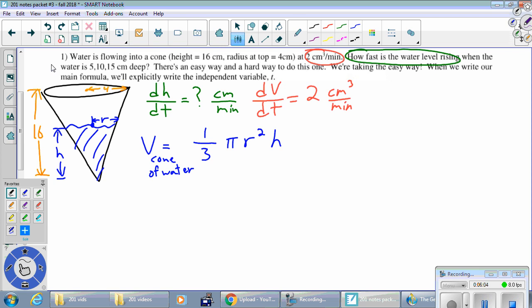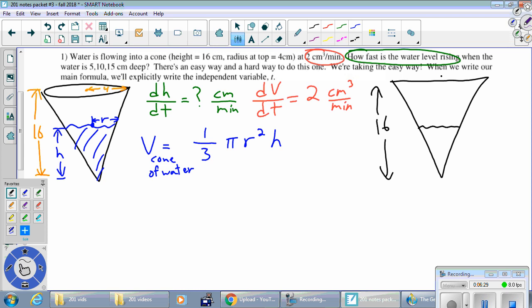So taking a look at that cone, I'm going to do a cross-section of this cone. I'm going to slice it right through the middle of the cone, and I'm going to go up and down. So I'm going to get a triangle right there, as well as a smaller triangle where the water is. So I'm going to draw those two triangles over here. Not a cone anymore, just a two-dimensional triangle. And I'll label again. We know that 16 is this whole thing here, and then 4 is this distance, the radius at the top, and then H, and then R.